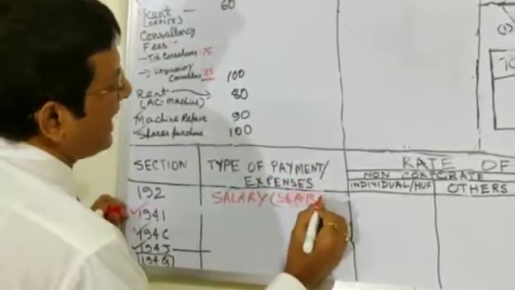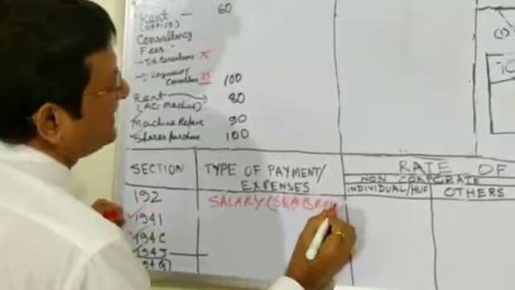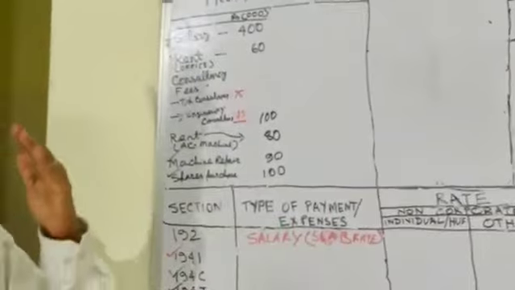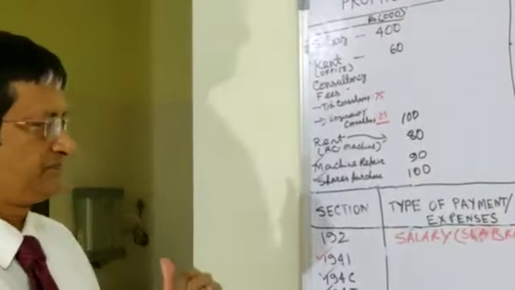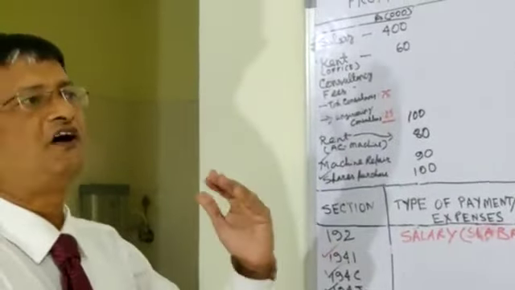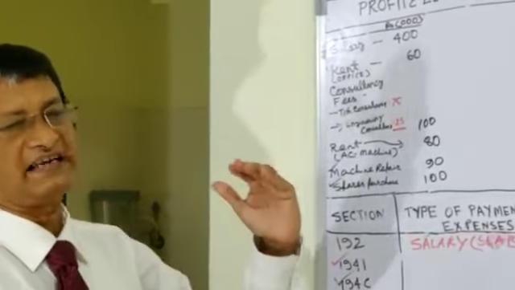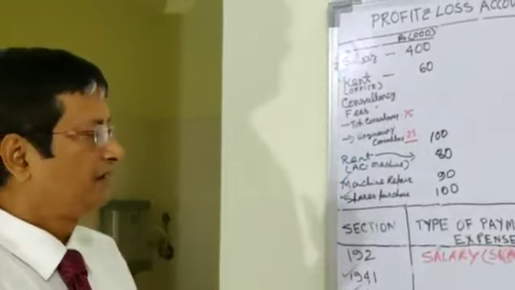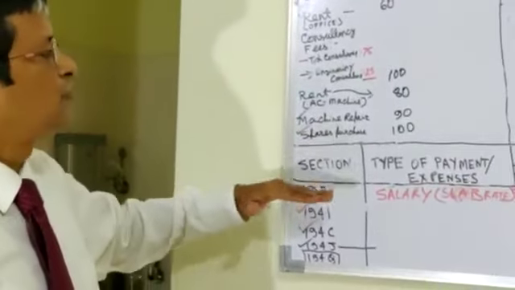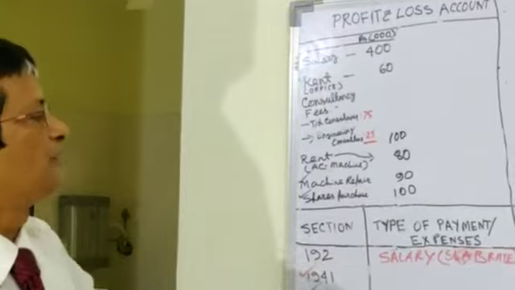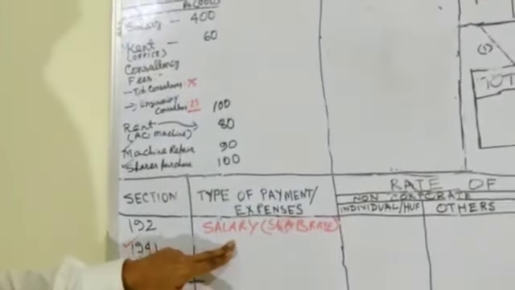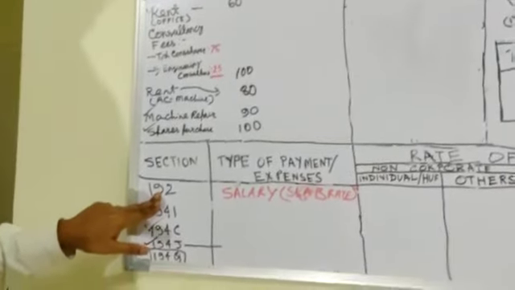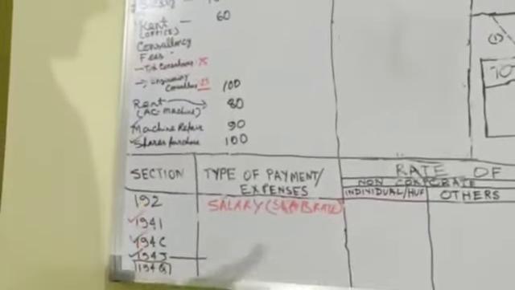So what is the slab rate? You will understand this when you study the computation of income tax. In computation of income tax, you will find that the rate of taxation depends upon the total income. So as per the total income of the employee, we will apply the rate of tax to decide how much TDS is required to be deducted.